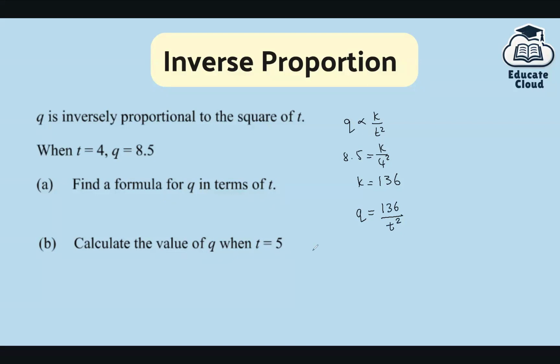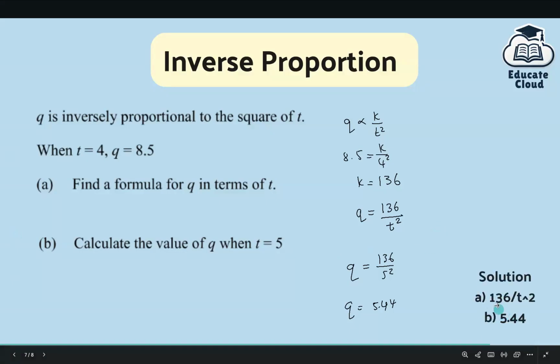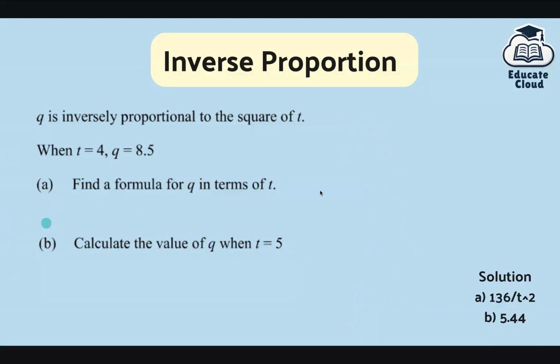Now calculate the value of Q when T is 5. So here we just need to sub in 5 instead of the T. So we're going to do 136 over 5 squared, which is 5.44. Okay, so that is that. So there you go. That's your answer for the first part. That's your answer for the second part.